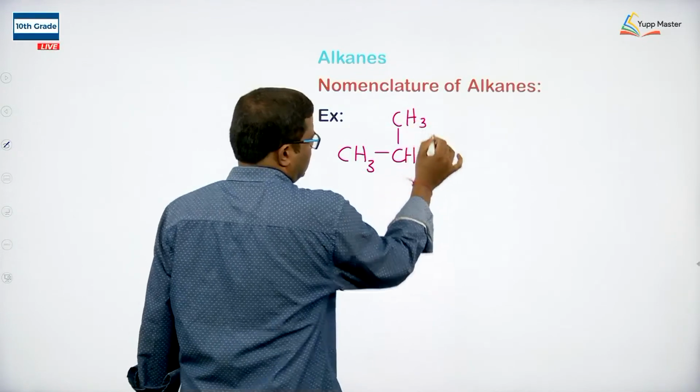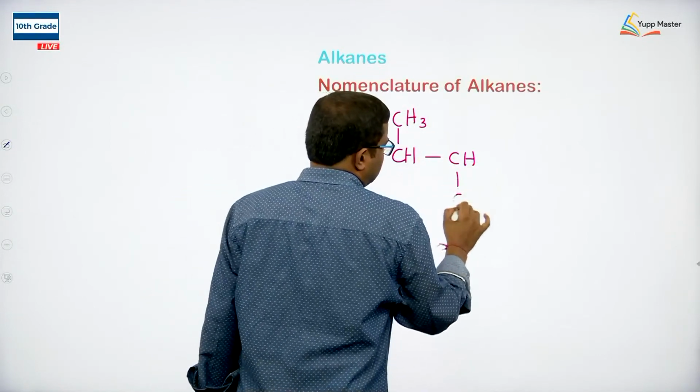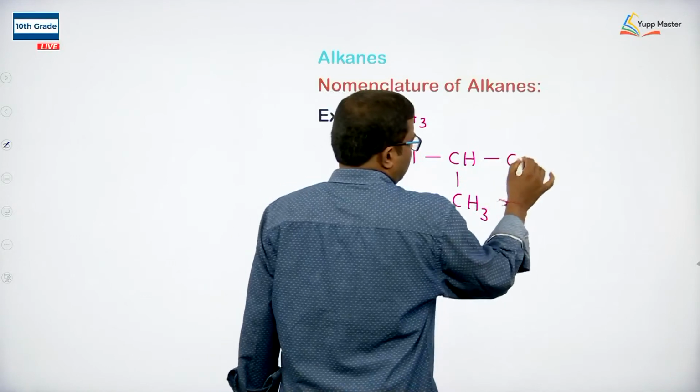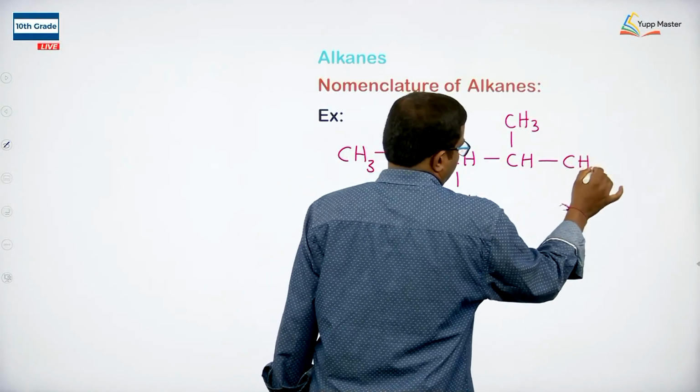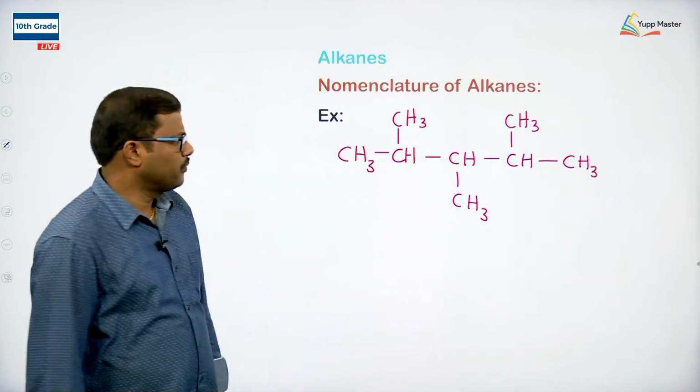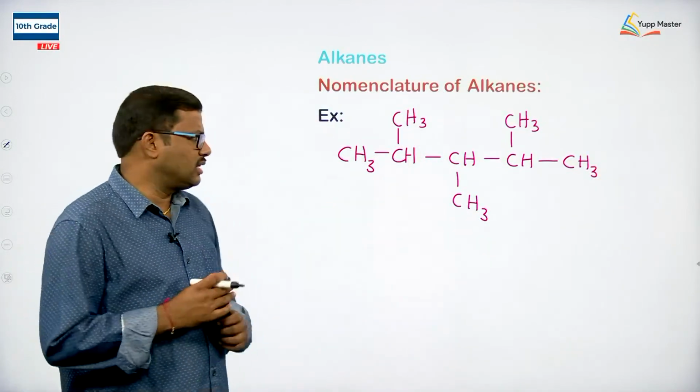CH, CH3, CH, CH3, CH, CH3, CH3. Okay. Now we have 3 substitutions on the parent chain.